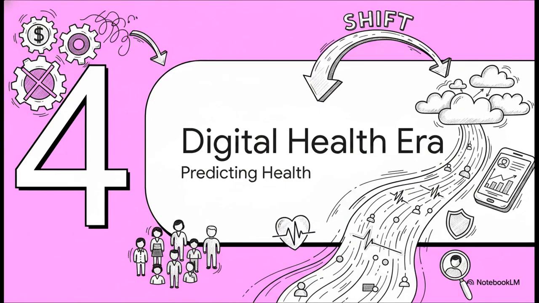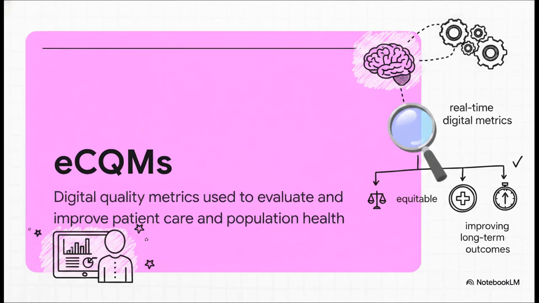Let's pivot to Section 4, the digital health revolution. We're shifting away from arguing over billing and toward predicting population health. To get what's happening now, you absolutely need to know this acronym. ECQMs, or Electronic Clinical Quality Measures. Basically, this is the new standard. Instead of just looking at whether a patient survived a procedure, modern practitioners use these real-time digital metrics to actively track and evaluate if care is equitable, high quality, and actually improving long-term outcomes.